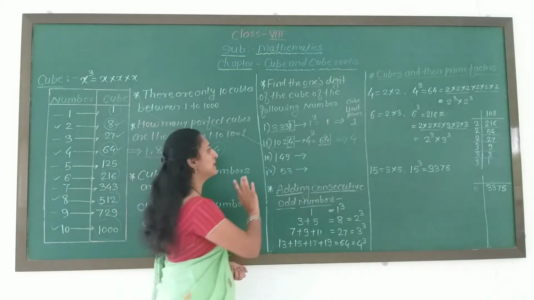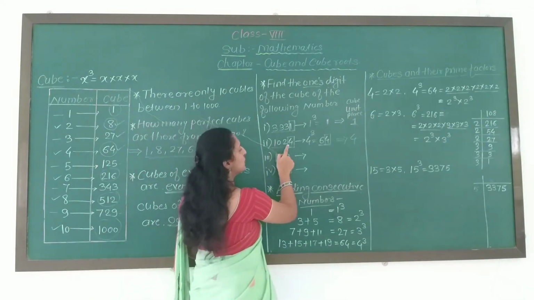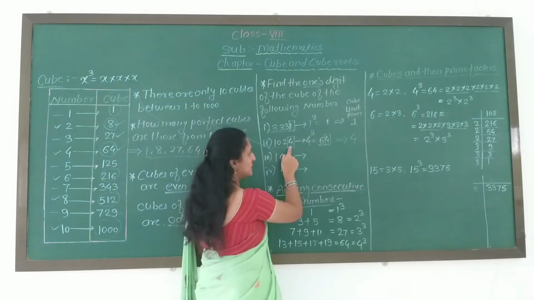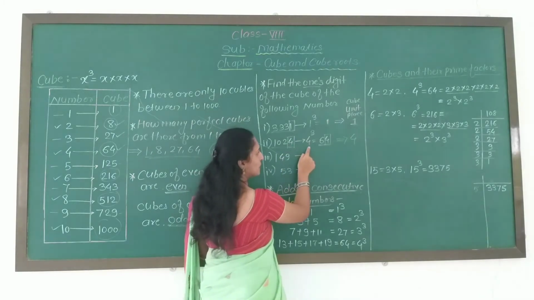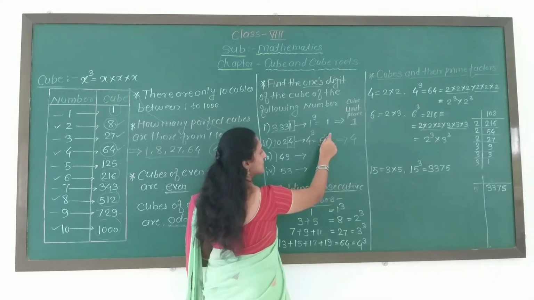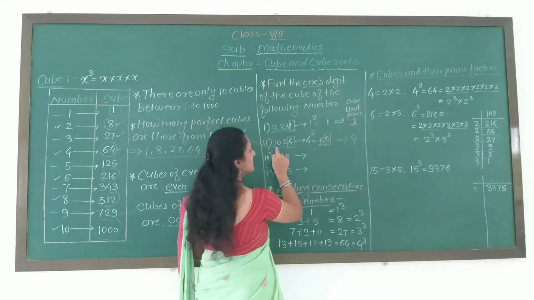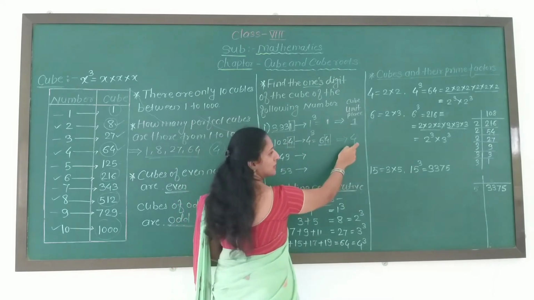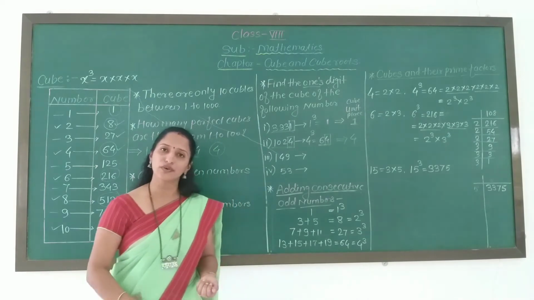I will explain you again. The number is 1024. It contains 4 at the unit place. So just take the 4 cube. 4 cube is 64 and in 64, 4 is at the unit place. That means if we take the cube of this number, then that number contains 4 at the unit place.